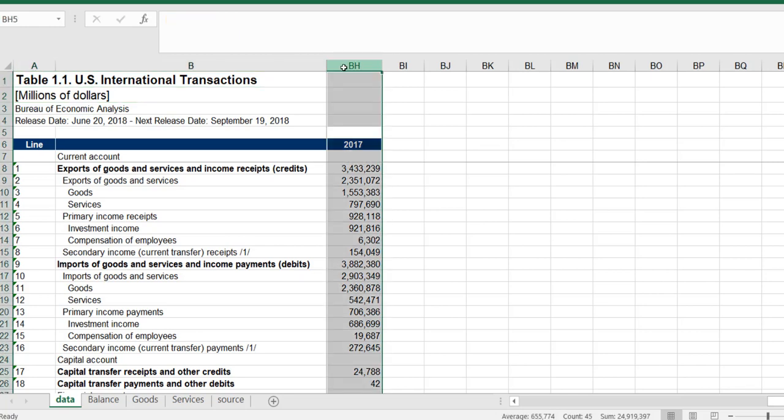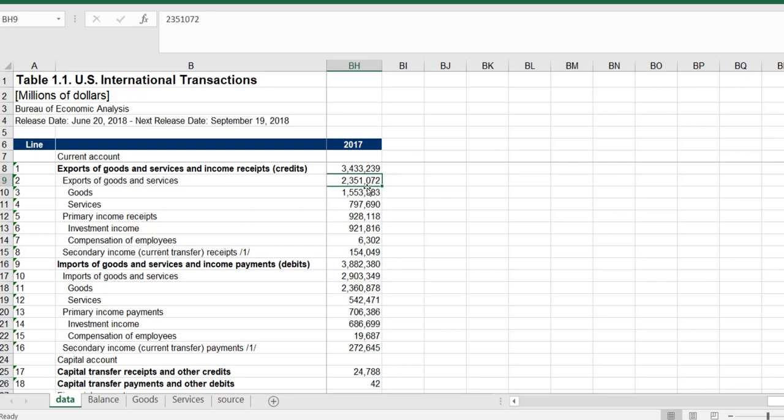So in 2017, the total amount of exports was about $3.5 trillion, whereas the total amount of imports was $3.9 trillion. So the difference between these two numbers is what gives us the current account balance, and therefore you can see that this number is about 450 billion in the year 2017.